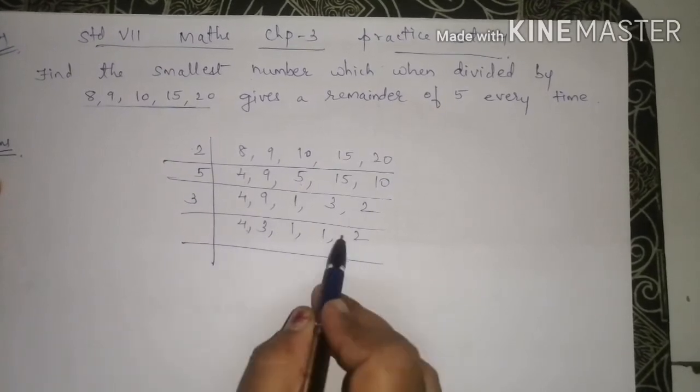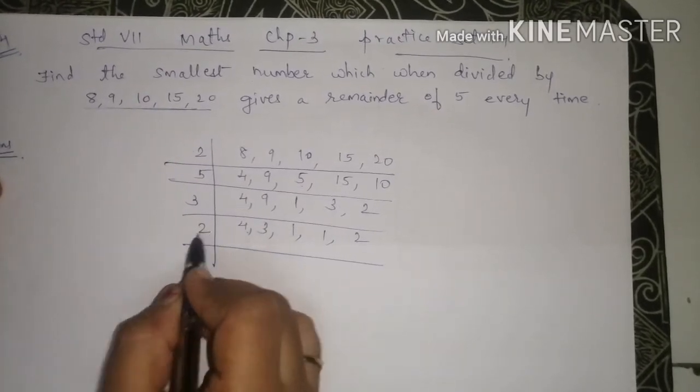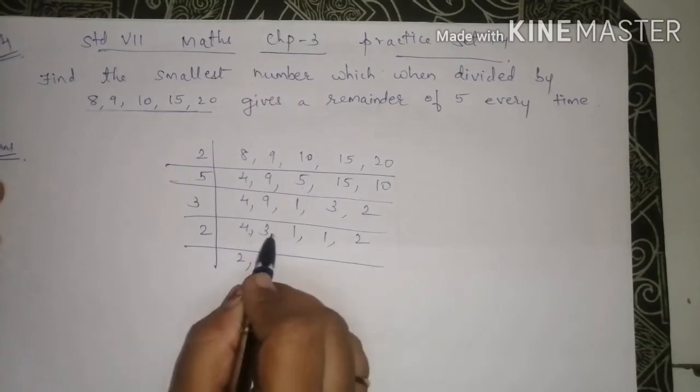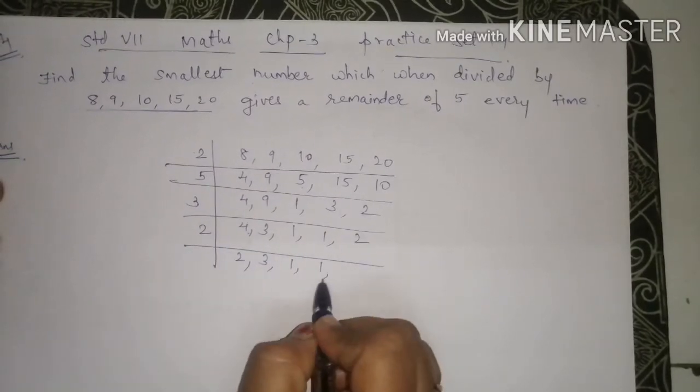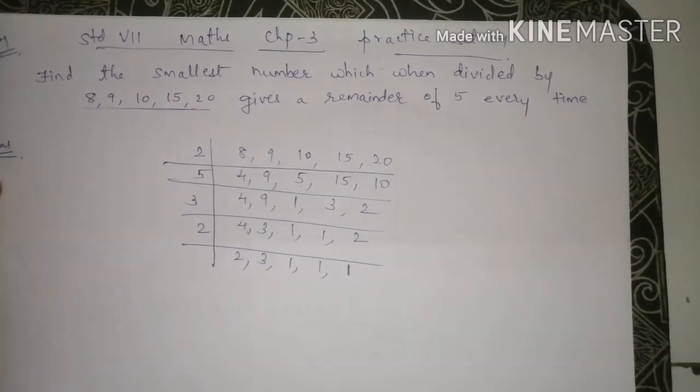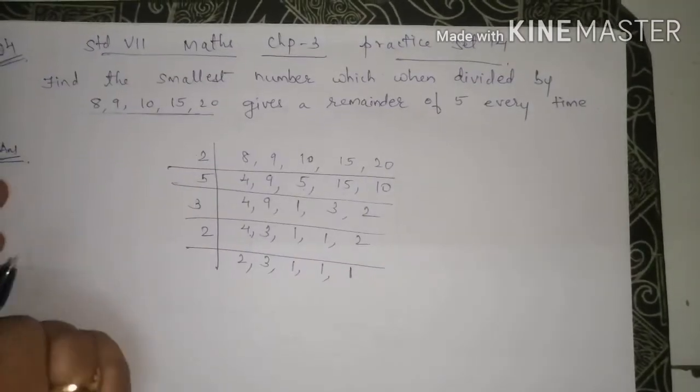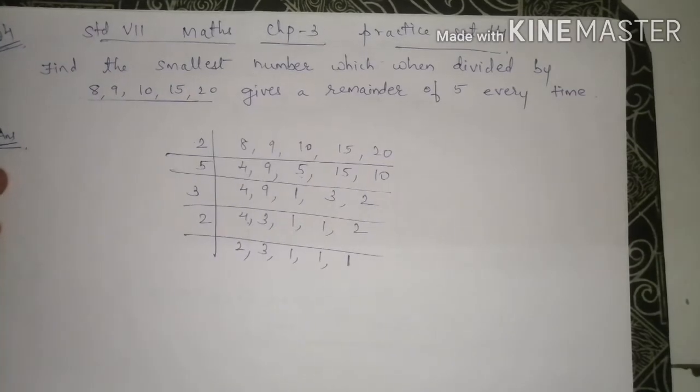Now 4 and 2 will go by 2. So let's start by 2. 2 2s are 4. 3's table, 2 will not go, so 3 as it is. 1 as it is. 1 as it is. 2 1s are 2. So let's stop now. 2 and 3 will not go in a common table.